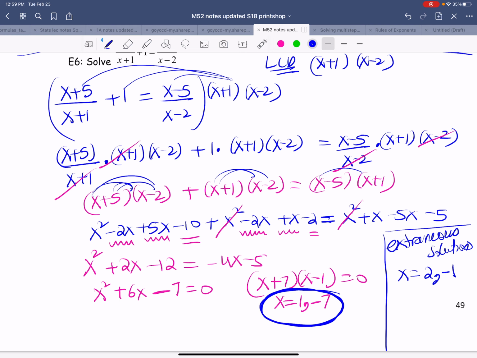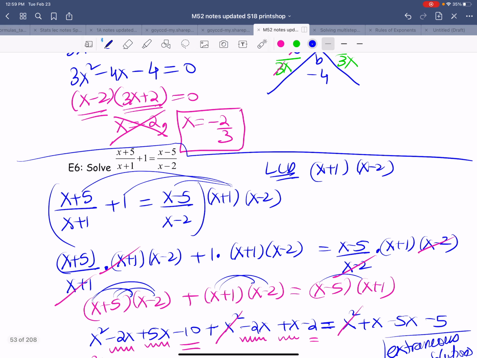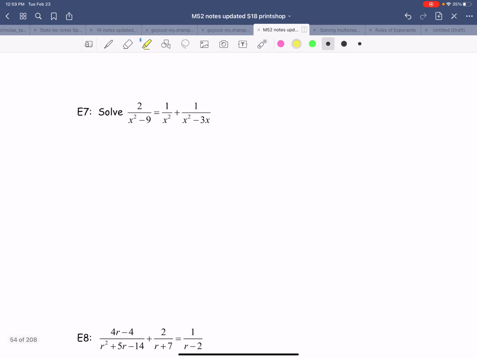Okay, positive 1 is not a troublemaker because if your x becomes positive 1, you don't have 0 in the denominator in your original equation. So positive 1 is not an issue at all. Let's see one last example, one or two more, and then we'll be done with these.